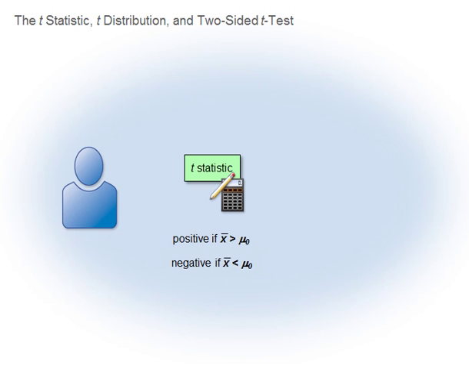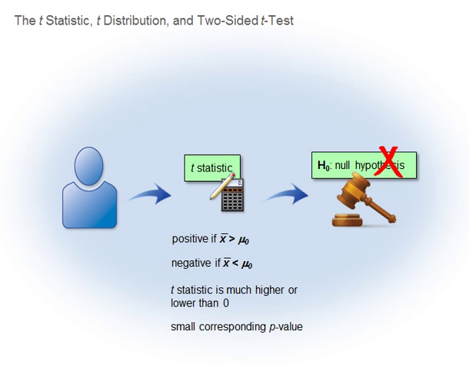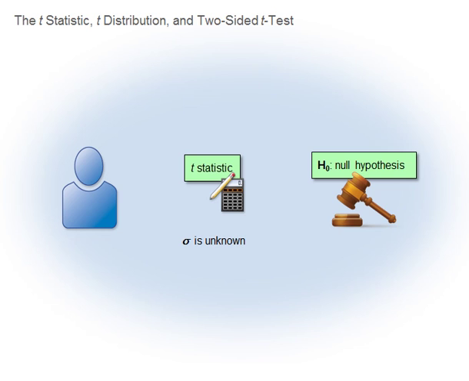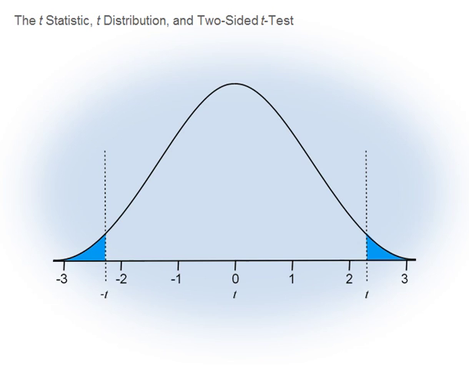If the t-statistic is much higher or lower than 0 and has a small corresponding p-value, this indicates that the sample mean is quite different from the hypothesized mean, and you would reject the null hypothesis. You use the t-statistic when you don't know the true population standard deviation, sigma, and you only have an estimated standard deviation, s. This graph shows the t-critical region in relation to the t-distribution.